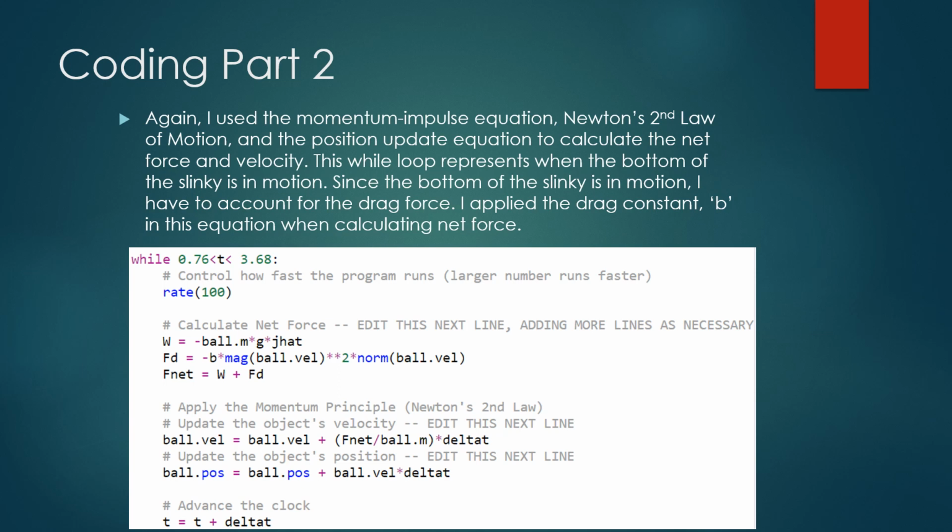The next while loop was very similar to the first, except that the second loop accounts for when the center of mass of the slinky is in motion. Again, I used the momentum impulse equation, Newton's second law of motion, and position update equation to calculate the motion. Since the bottom of the slinky is in motion, I had to account for the drag force. I applied the proportionality constant of 2.6.